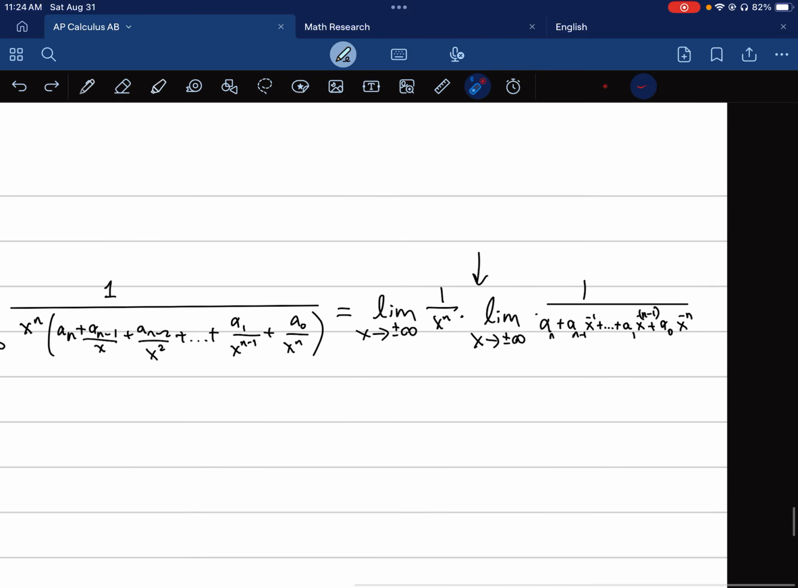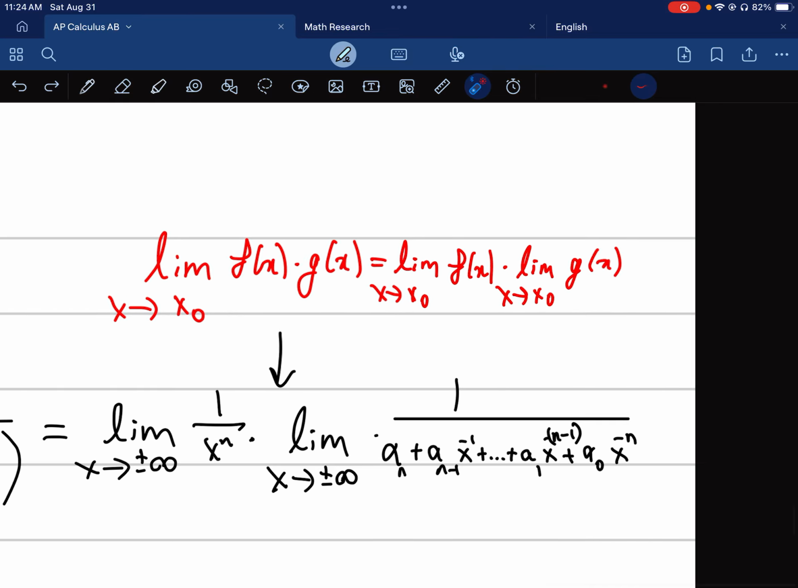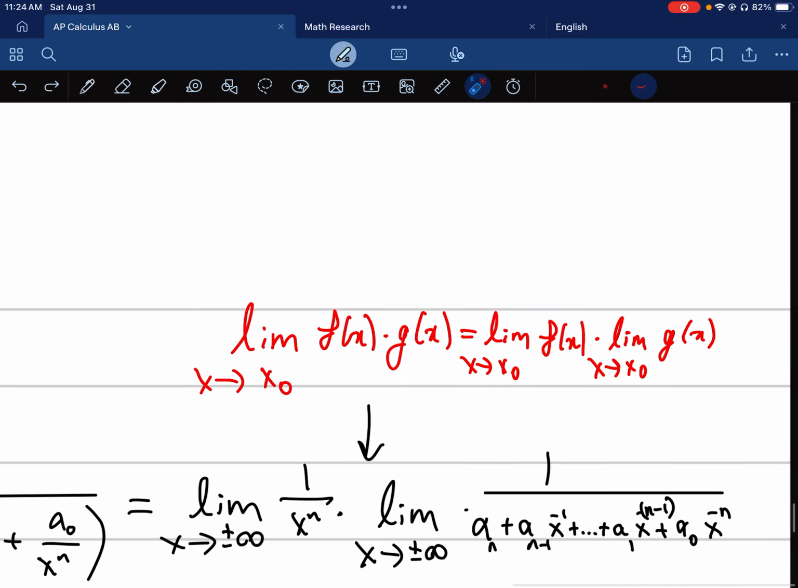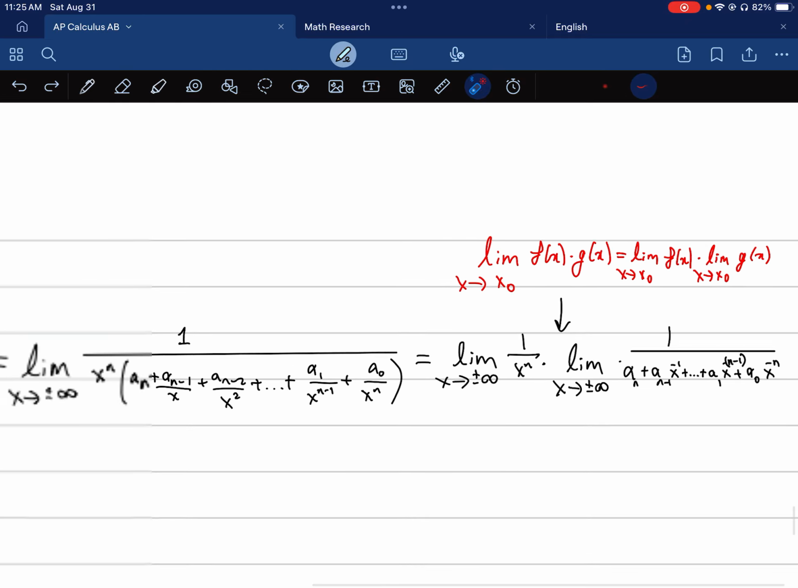Here we can use a special rule, which we're not going to prove right now, we might prove that later. Basically, the product of any two functions inside a limit is just the product of the limits. So the limit as x approaches x naught of f(x) times g(x) is just the limit as x approaches x naught of f(x) times the limit as x approaches x naught of g(x). So we're going to split this and this.